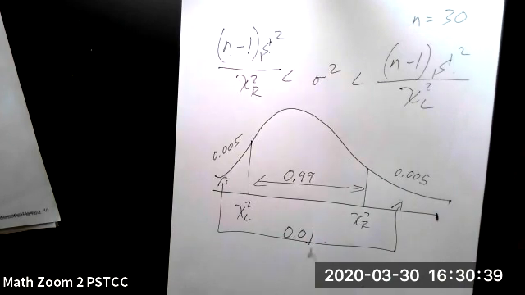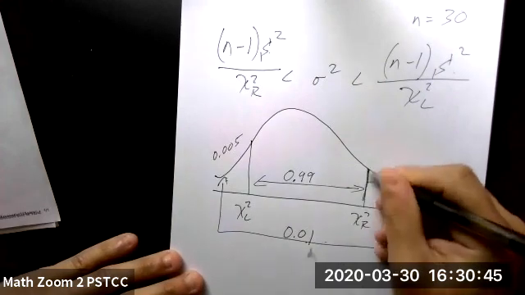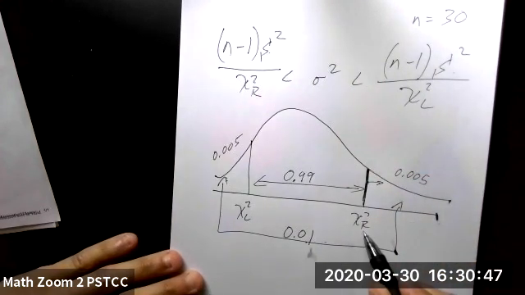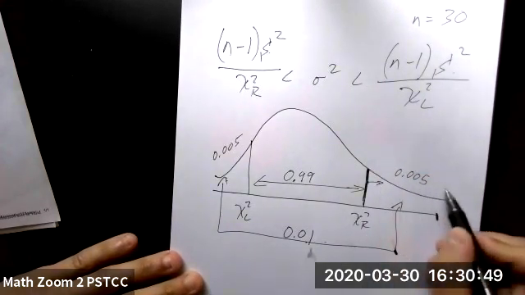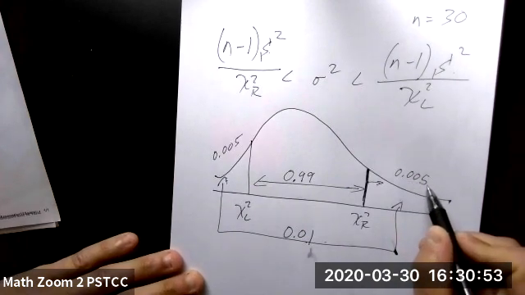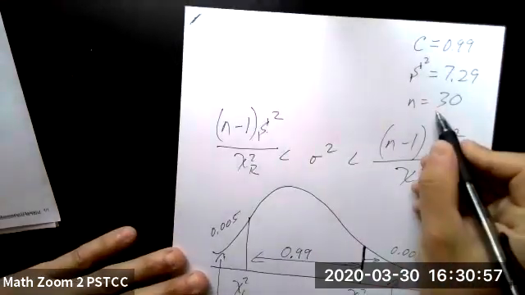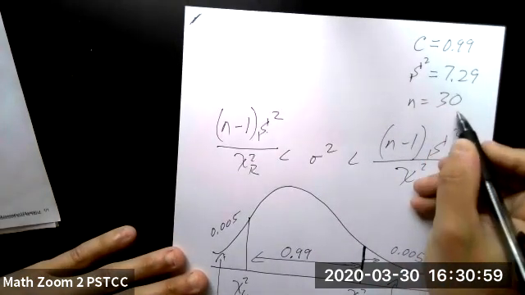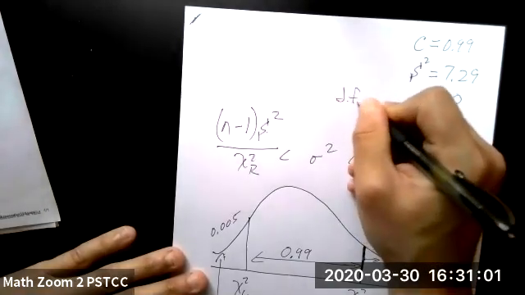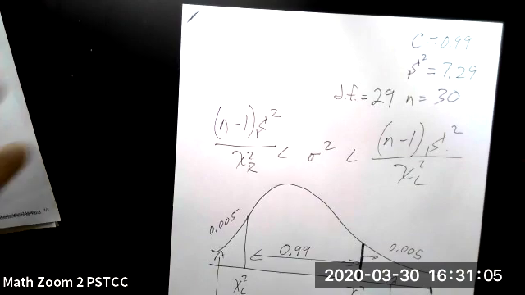Now, it's very important to remember that the chi-squared distribution measures area to the right. So if I'm over here at chi-squared right, the area to the right is 0.005. And that's what we'll need when we go to the tables. Now we'll also need degrees of freedom. If the sample size is 30, n minus 1, the degrees of freedom, is 29. Let's take a look at the table.